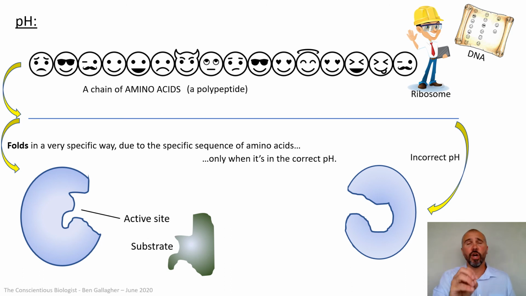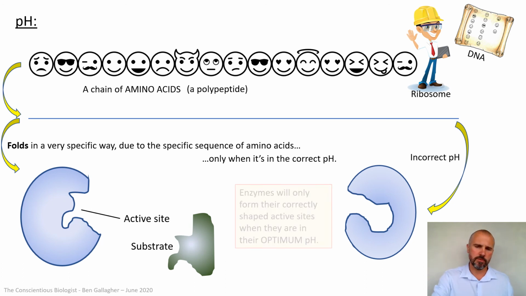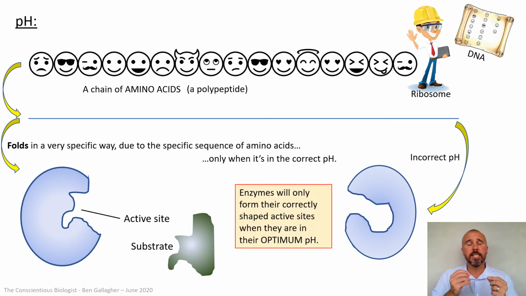same sequence, coded for by the same bit of DNA, made by the same ribosome. Doesn't matter. If it wasn't in its correct pH, it won't form its correct shape, which means it won't be able to perform its function. So the key thing there is enzymes will only form their correctly shaped active site when they're in their optimum pH. Now that means you get a graph quite similar to the temperature one.